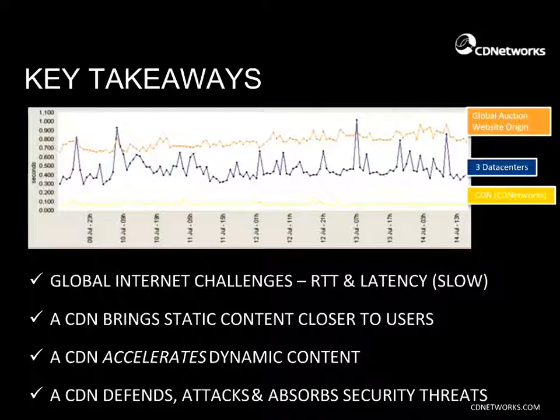Here's a typical example of an origin in a single data center with response times in orange at the top. In the middle, in blue, are response times for 3 data centers using cloud hosting or co-location. And the performance and reliability of a CDN that supports both dynamic and static acceleration is in yellow at the bottom.